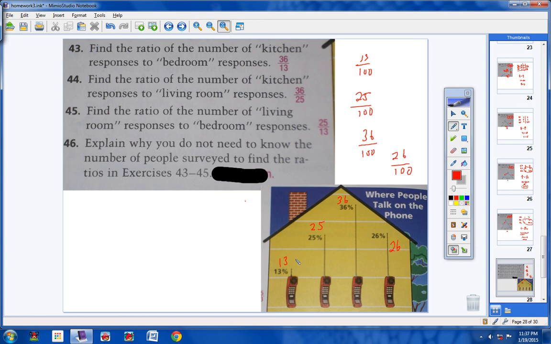So I really did not look at those as percentages. I looked at them as actual numbers, which is fine to do. And so that is why you did not need to know the number of people that were surveyed to deal with just ratios. Ratios are just the numbers that are related to whatever topic you're talking about here. Okay, so that is the reason why, and there are many other reasons you could use.